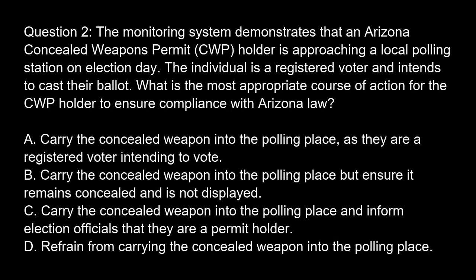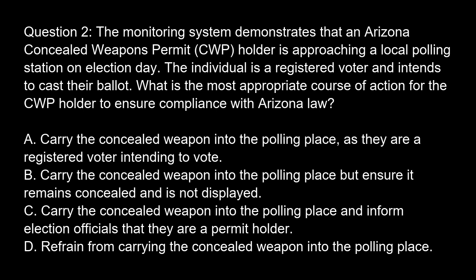The goal is to build trust with the regulatory body through open communication. Question 2. The monitoring system demonstrates that an Arizona Concealed Weapons Permit (CWP) holder is approaching a local polling station on Election Day. The individual is a registered voter and intends to cast their ballot. What is the most appropriate course of action for the CWP holder to ensure compliance with Arizona law?